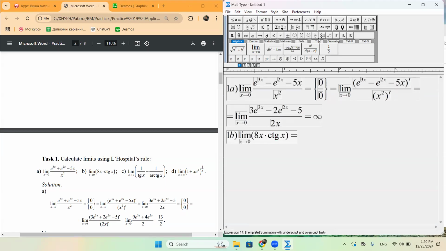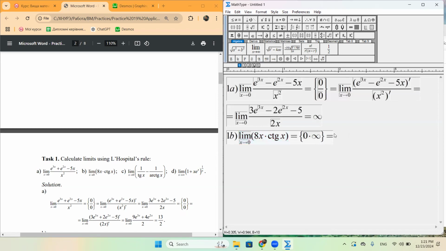So the indeterminate form is the following: 0 multiplied by infinity. We know that when x approaches 0, the limit of cotangent is infinity, either plus or minus depending on the sign. So we cannot use L'Hôpital's rule when we have this indeterminate form. We need to transform this expression a little bit.